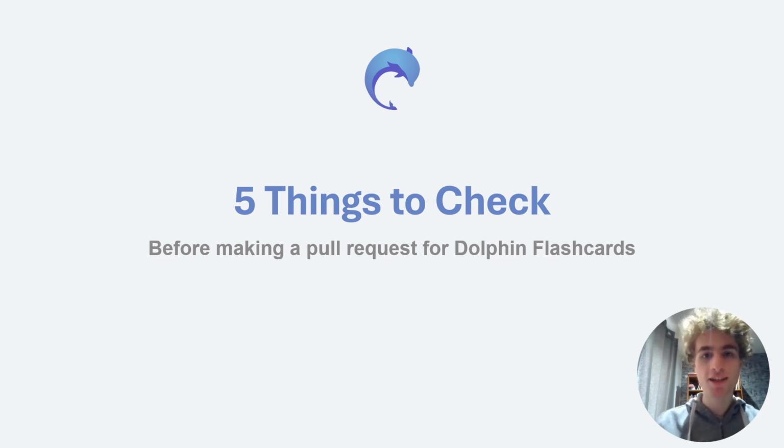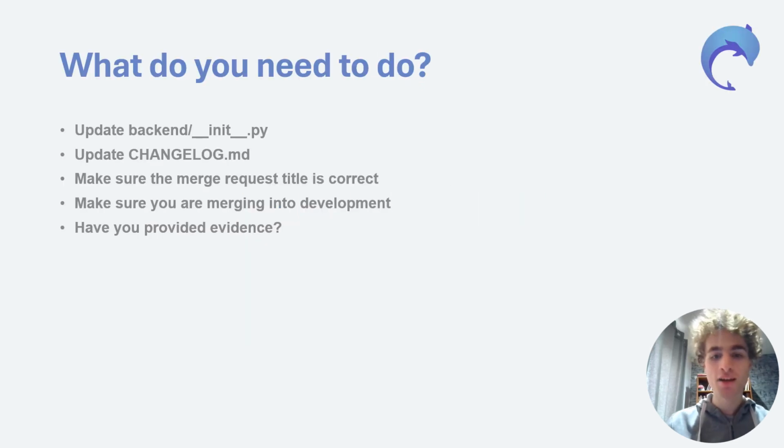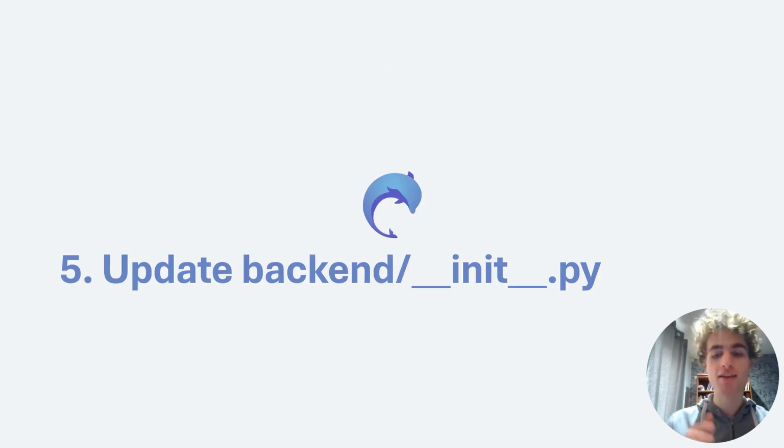So welcome to this quick video of the top 5 things you need to check before making a pull request for Dolphin flashcards. So you can see all the things here, but we will look at them in more detail in a second. So first of all, number 5, you need to update the init.py file.